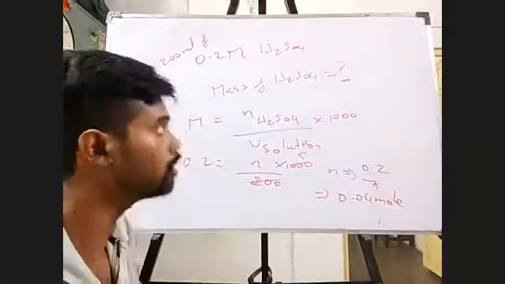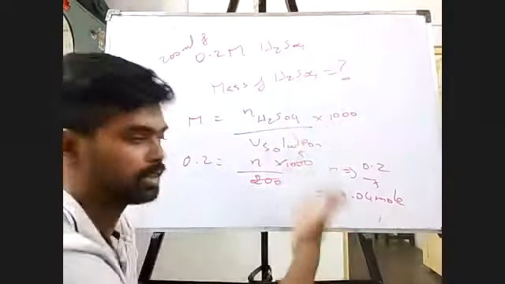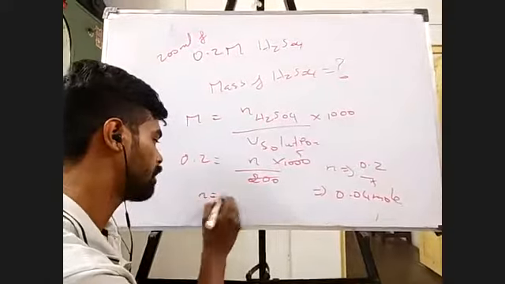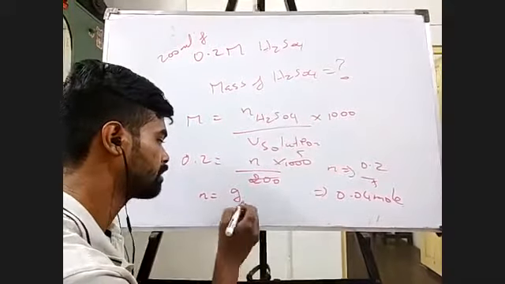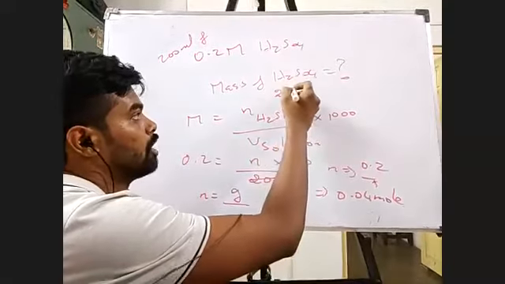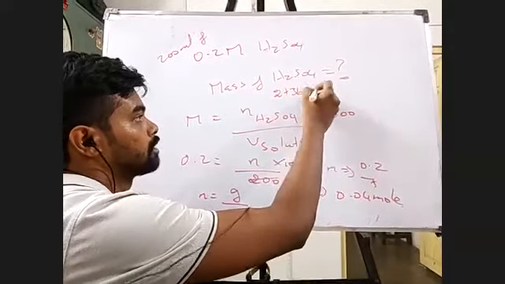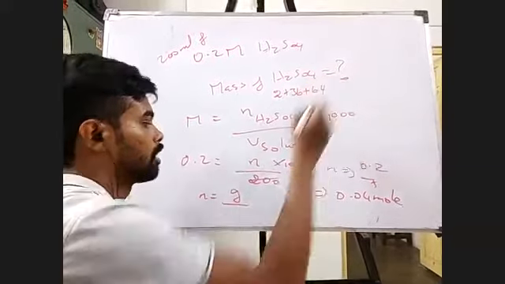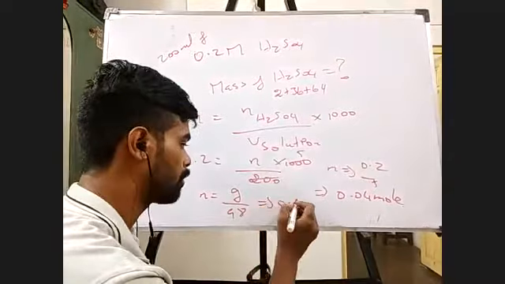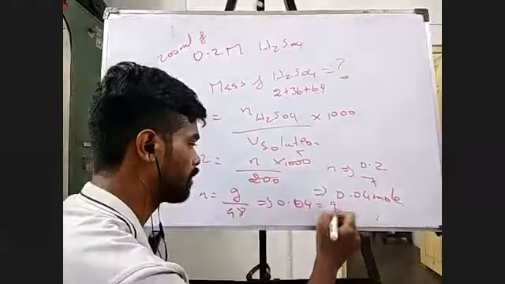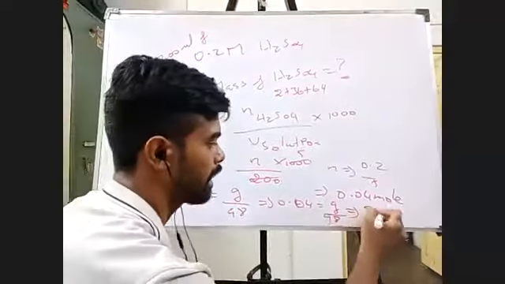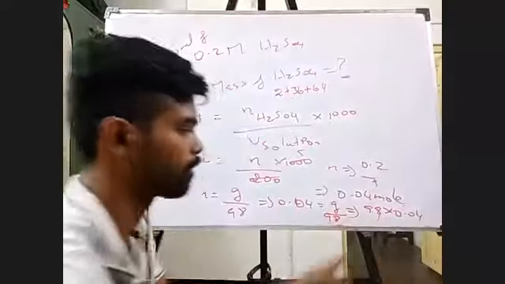Now I'm asking what is the mass of this 0.04 moles. Again I have a formula: number of moles is equal to given mass divided by the molecular mass of H2SO4. That is 2 plus 32 plus 64, which is 98 grams. So 0.04 is equal to given mass divided by 98, and the answer is 98 into 0.04.